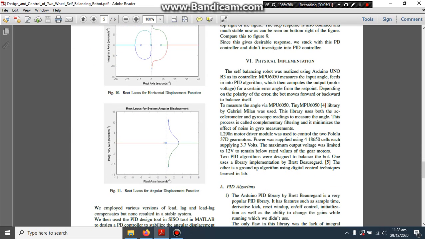So the controller that we designed was done in two parts. The first one dealt with a digital controller that was implemented completely through the Arduino coding IDE, and the second one was done on MATLAB using the CISO tool. We will talk individually about both of them, but first let me jump onto the controller that we designed on MATLAB.